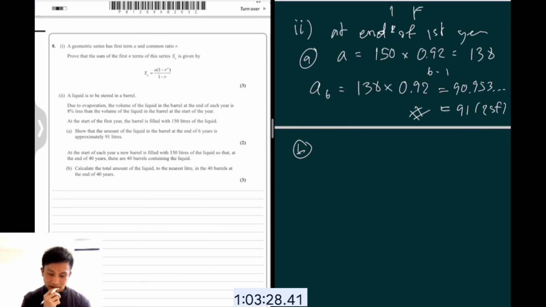At the start of each year, a new barrel is filled with 150 liters of the liquid, so that at the end of 40 years, there are 40 barrels containing the liquid. Calculate the total amount of the liquid to the nearest liter in the 40 barrels at the end of 40 years.